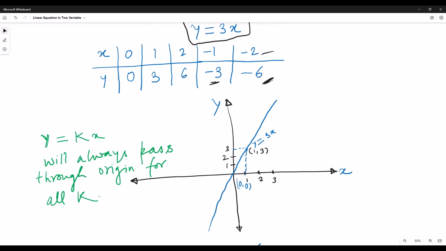So y equals kx will always pass through the origin for all k. Why? Because (0, 0) is a solution of the equation y equals kx. If x is 0, then y is 0. So whatever the value of k, (0, 0) is a solution of y equals kx, like y equals 5x, y equals 6x. If you plot these equations, they will all pass through the origin. So y is 3x.